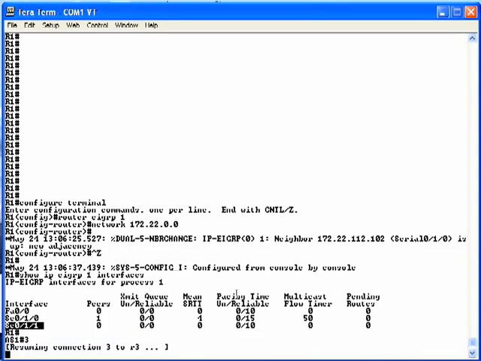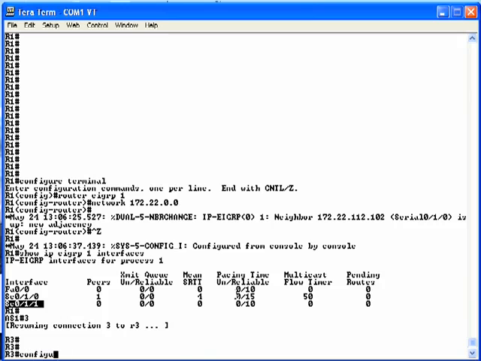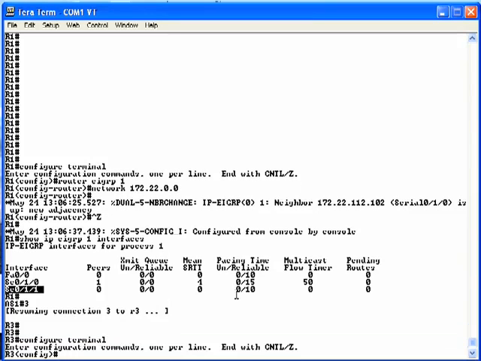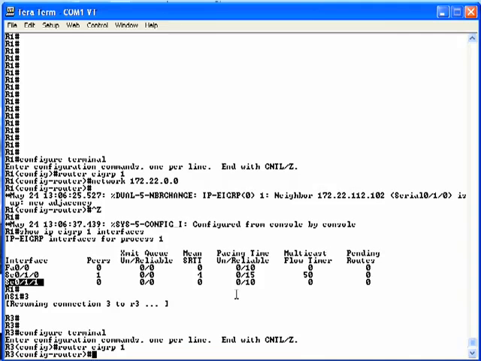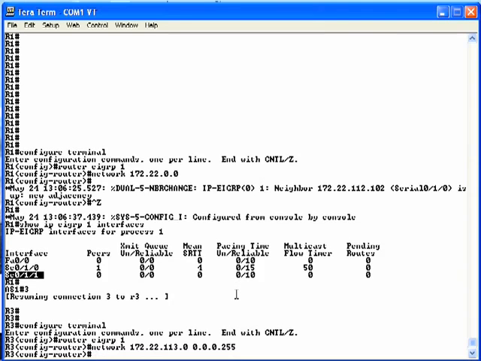Next, let's move over to R3 and configure it. On R3, we'll use the style of network command that uses a wildcard mask just to show some alternatives. So we use the router eigrp 1 configuration command, which moves us to EIGRP configuration mode, and then we'll try the network command. In this case, we'll do 172.22.113.0 with a 0.0.0.255 wildcard mask and press enter as you see there.